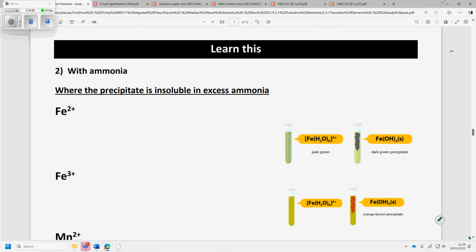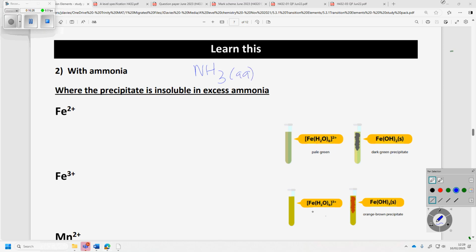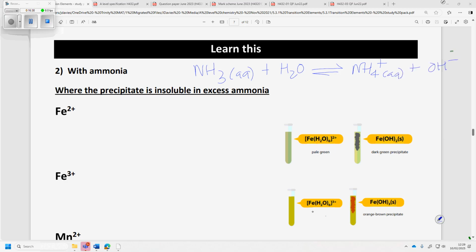We now go to look at precipitation reactions of transition metal ions with ammonia. Now the great news is, ammonia is NH3 in solution, and ammonia in solution sets up an equilibrium and forms some ammonium ions and some hydroxide ions.